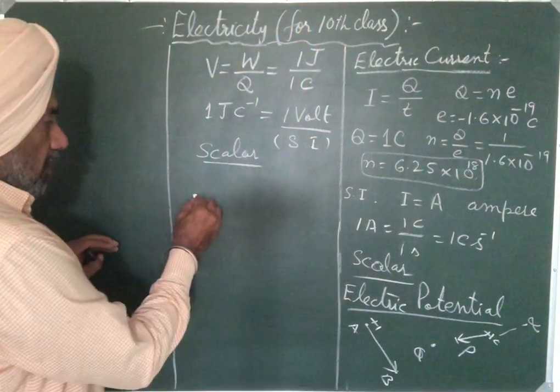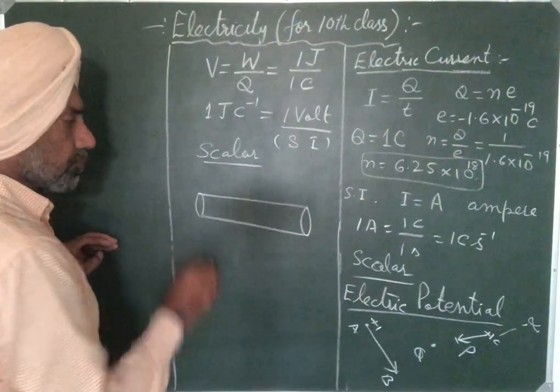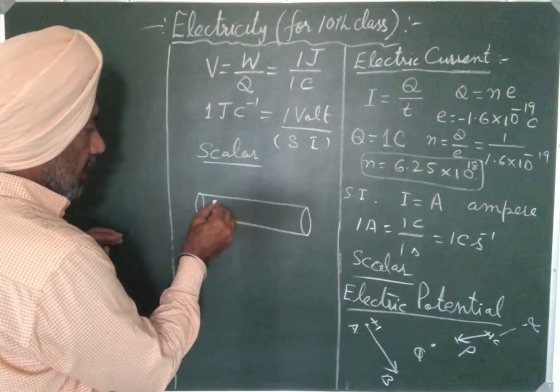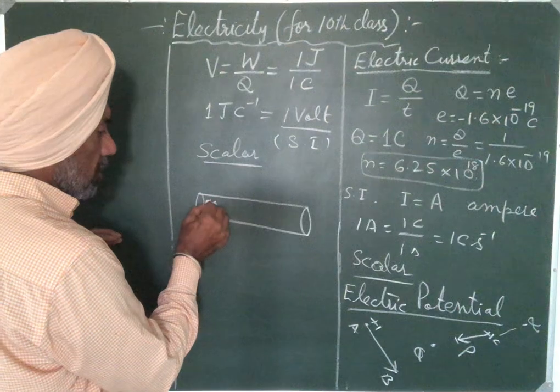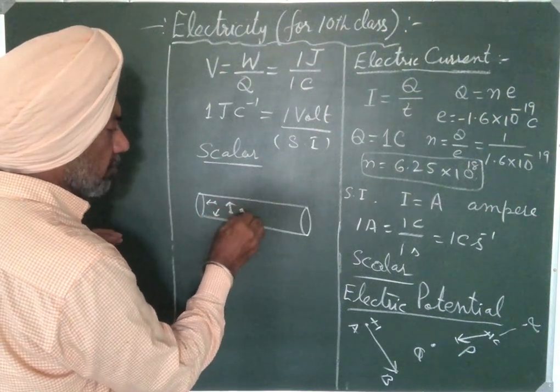Now, suppose we have a conductor. In a conductor, there are a large number of free electrons which move in random fashion.